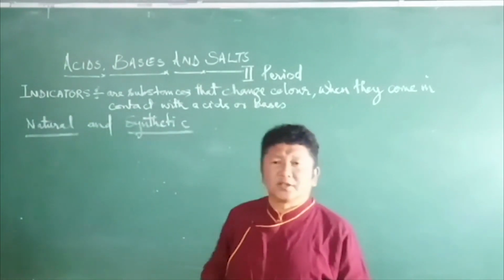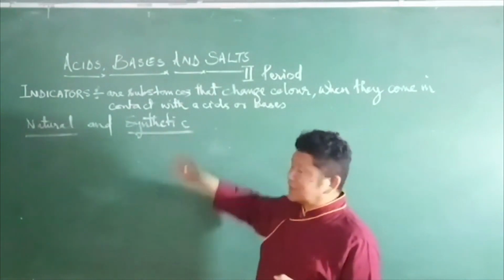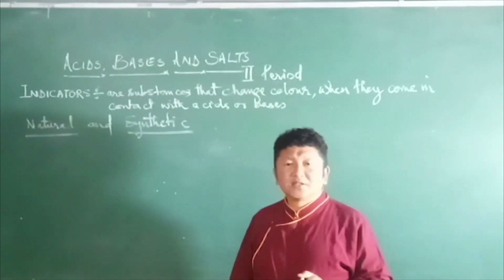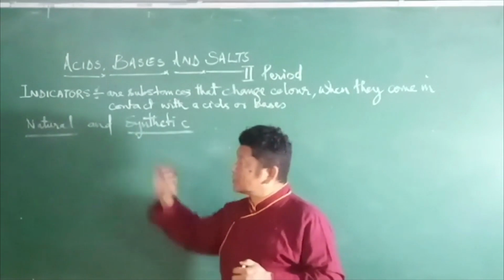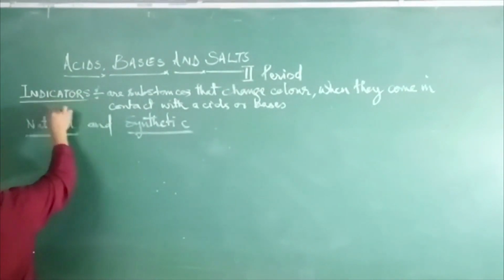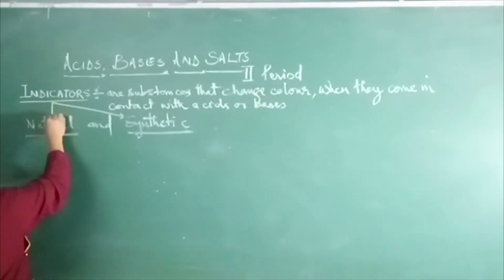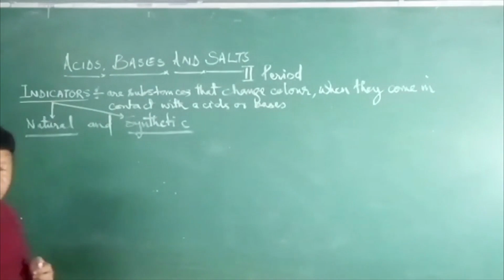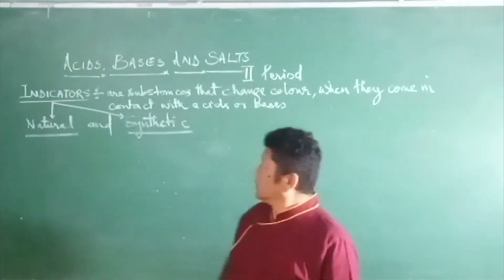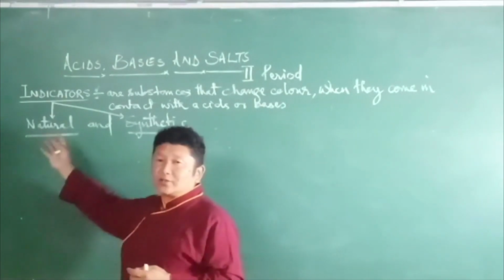Indicators are of two types: natural indicators and artificial or synthetic indicators. Now, what is a natural indicator?